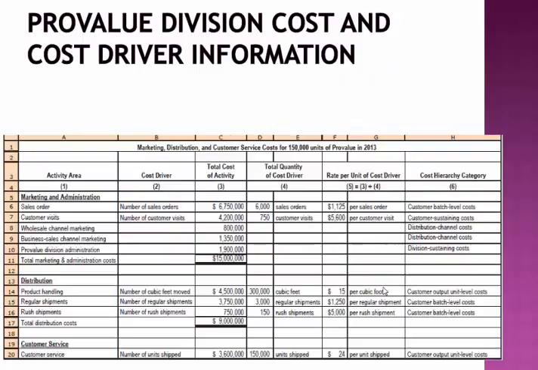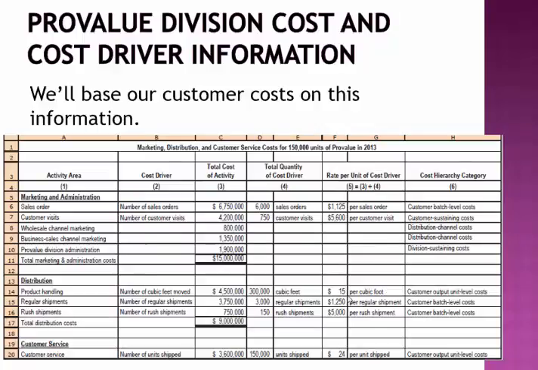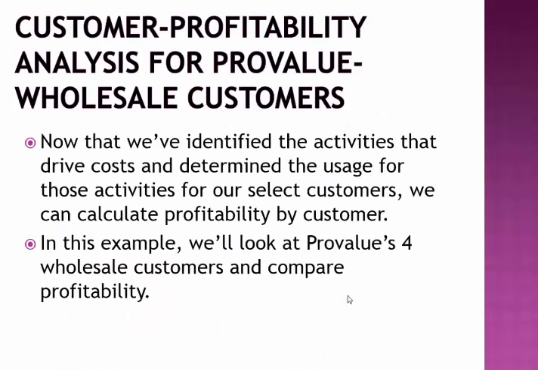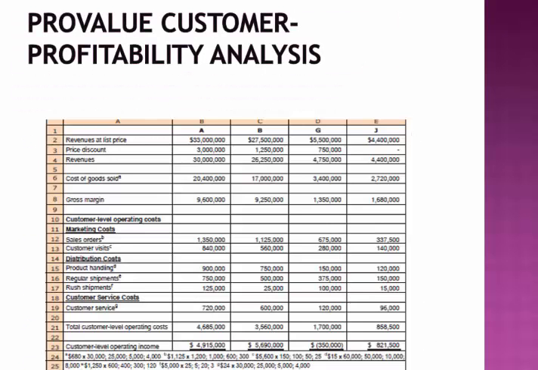And we had calculated $15 per cubic foot. So taking that $15 per cubic foot, multiplying it out times the number of cubic feet moved per customer, we can say 900,000 in product handling for A, 750,000 for customer B, etc., etc.